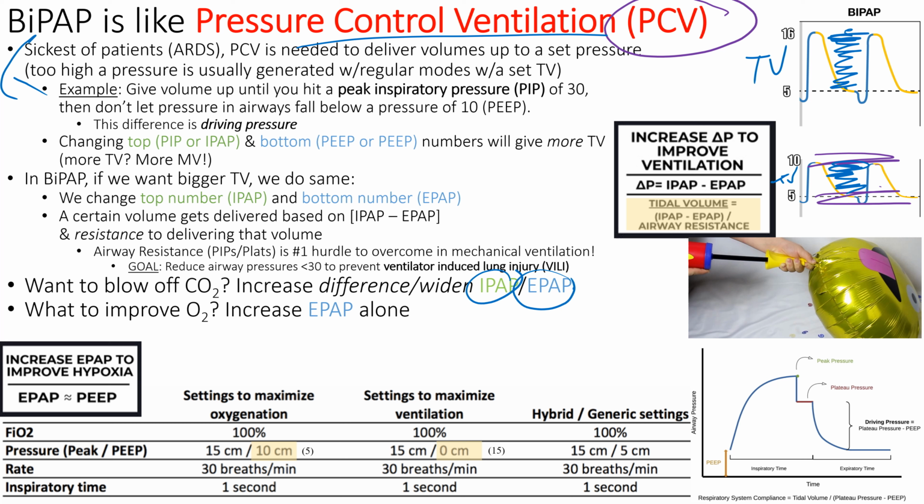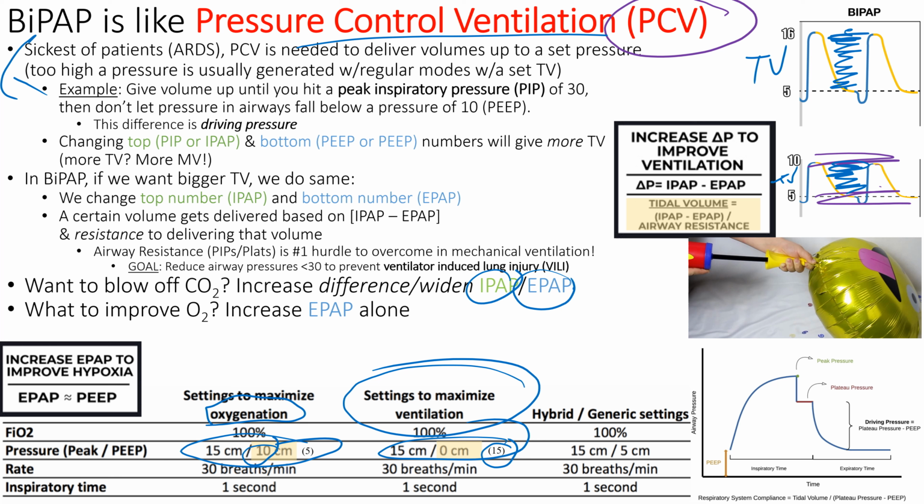So if we see someone who wants to ventilate, we want to improve someone's CO2. 15 over 0, I'd probably say 15 over 5. I probably wouldn't go all the way to 0. But that's a difference of 15. That's definitely going to blow off some CO2. Compared to 15 over 10, is that going to blow off CO2? Not maybe tomorrow, right? But right now, that's going to help improve someone's oxygenation, right? So that's the idea behind BiPAP settings, right?